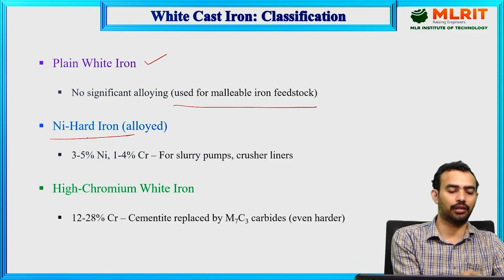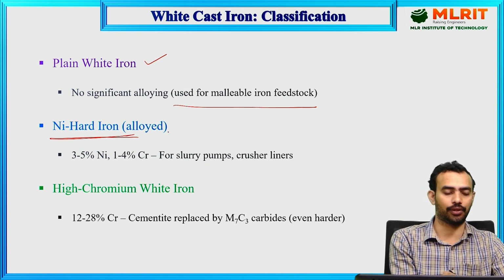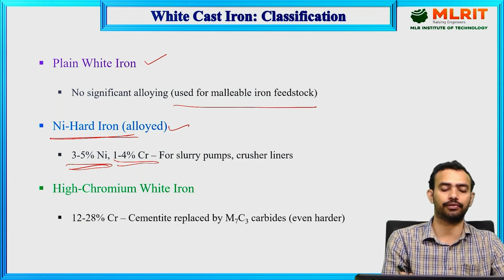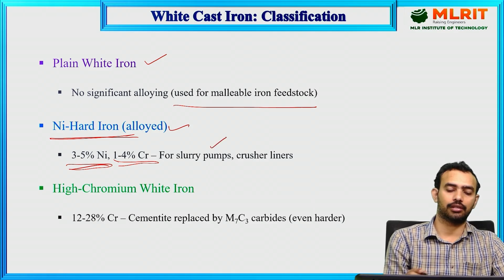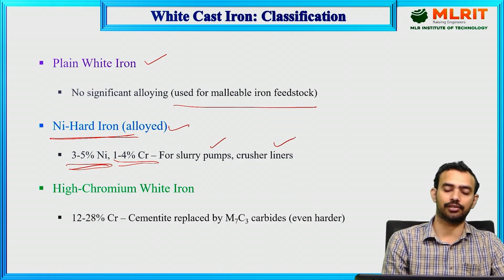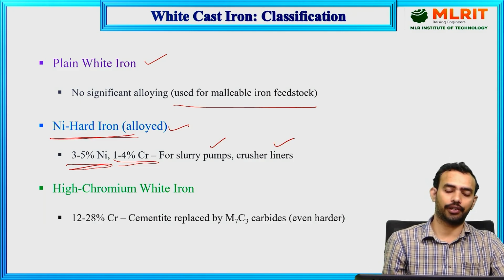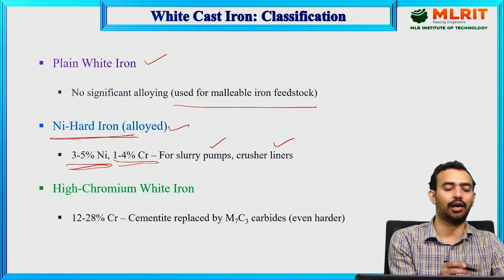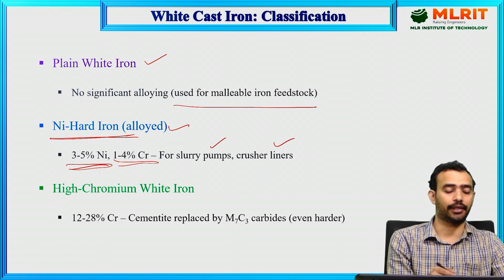Then we have nickel hard iron, the nickel chromium cast iron, as we have discussed. Nickel is present between 3 to 5 percent and 1 to 4 percent of chromium is present. They find their applications in slurry pumps and crusher liners, where a huge amount of wear resistance is required, as well as high hardness. In such applications, we will use this nickel hard iron, or nickel chromium white cast iron.